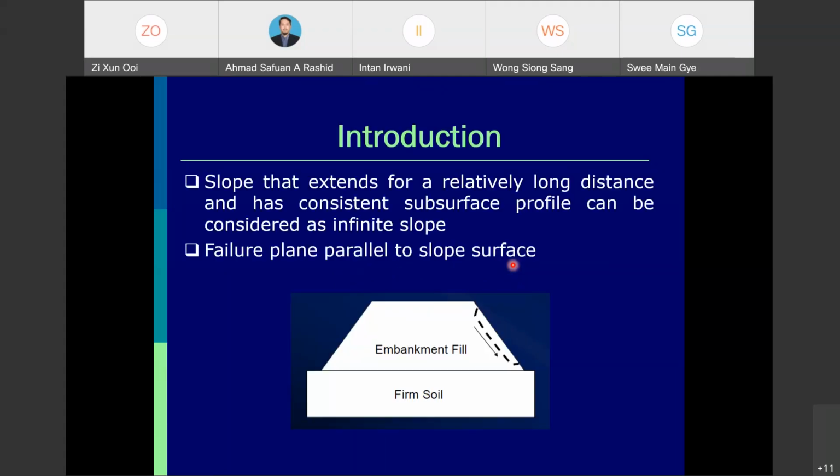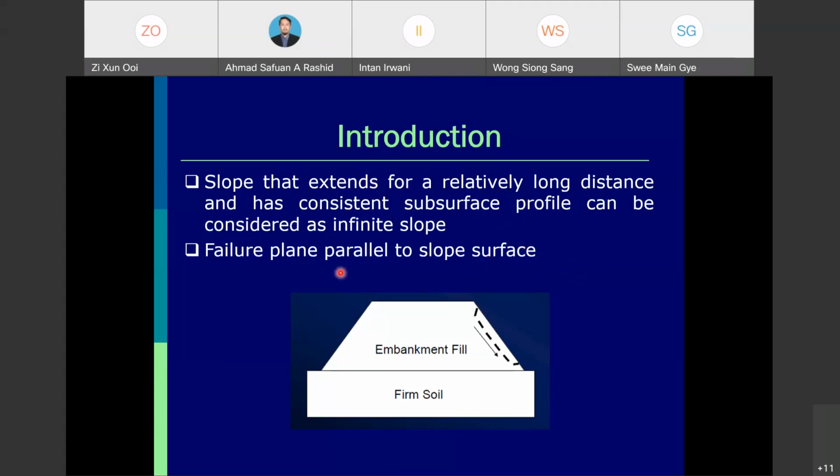A slope that extends for a relatively long distance and has a consistent subsurface profile can be considered an infinite slope. I have mentioned previously that there is a long distance of slope surface, so we can just imagine there are no top and toe, and we need to assume the subsurface profile is consistent with the slope surface, which is a parallel profile with the slope surface.